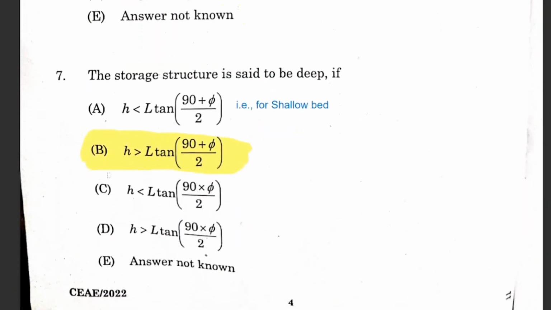Next one: the storage structure is said to be deep bed if H is greater than L, and for shallow bed H is less than L. This is for shallow bed and this is for deep bed. So option B will be correct.